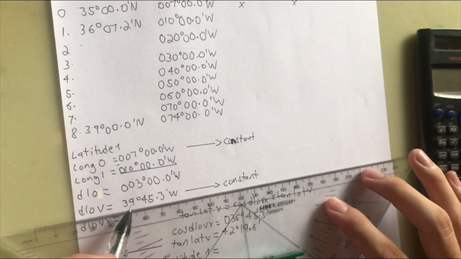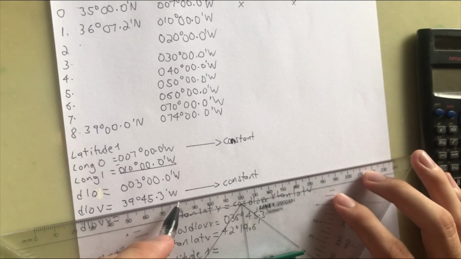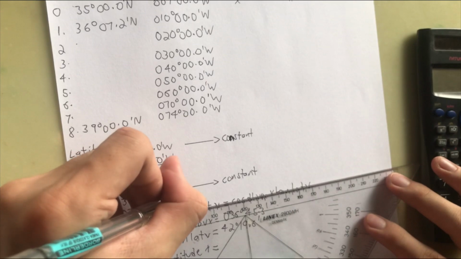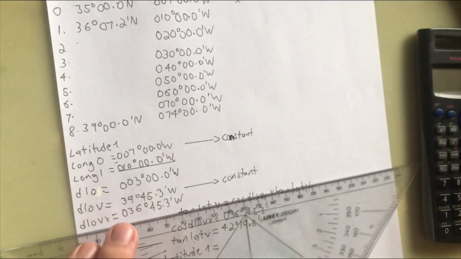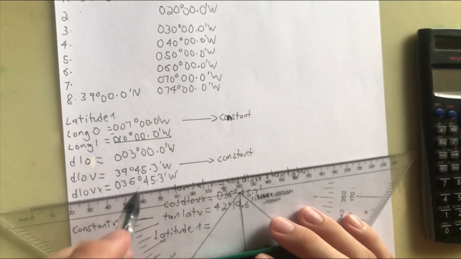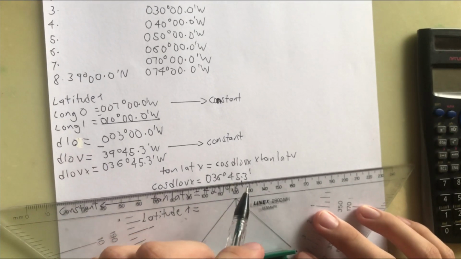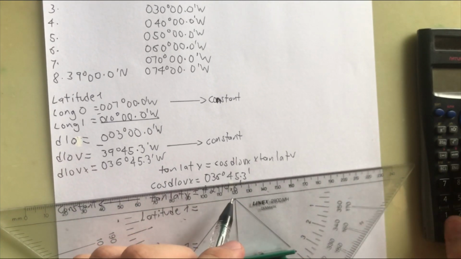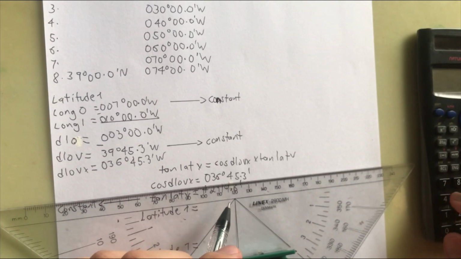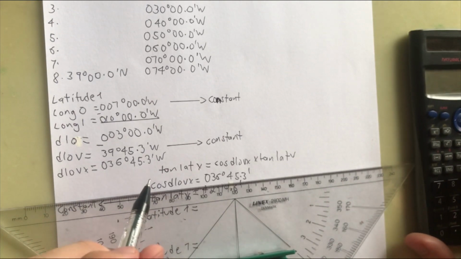The DLO vertex is 39 degrees 45.3 west, and this is constant. We are going to minus it because they are both the same name, west. So our DLO vertex is equal to 36 degrees 45.3 west. After we get the DLO vertex, we will perform this formula: tan lat x is equal to cos DLO vertex times tan lat V. So our cos DLO vertex is 36 degrees 45.3 minutes.